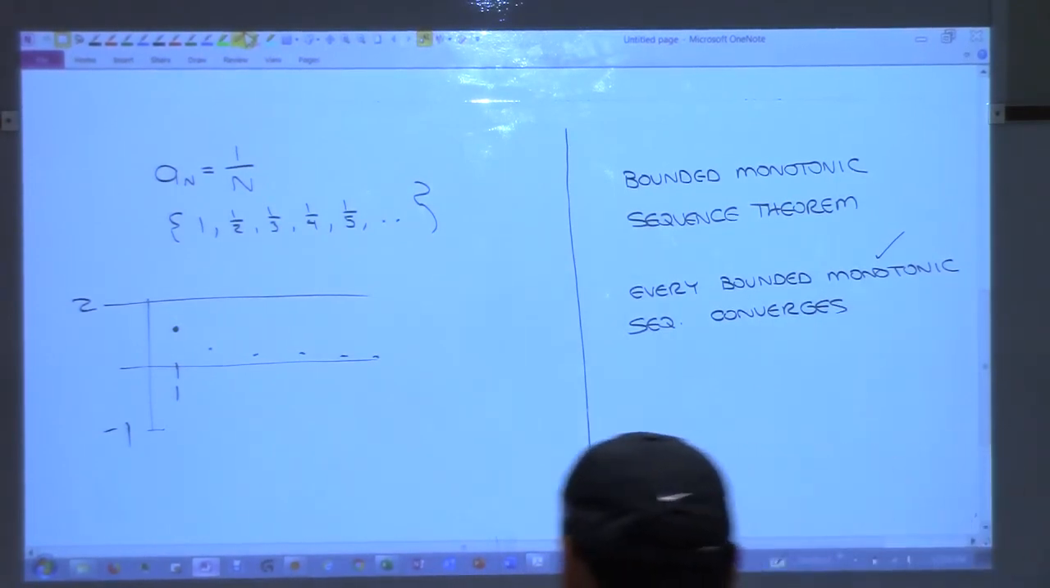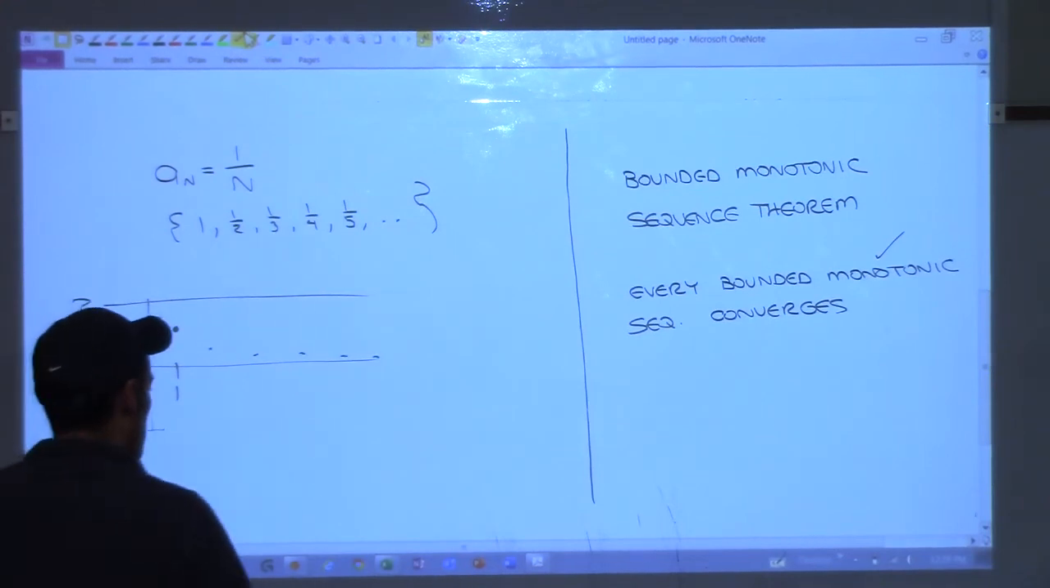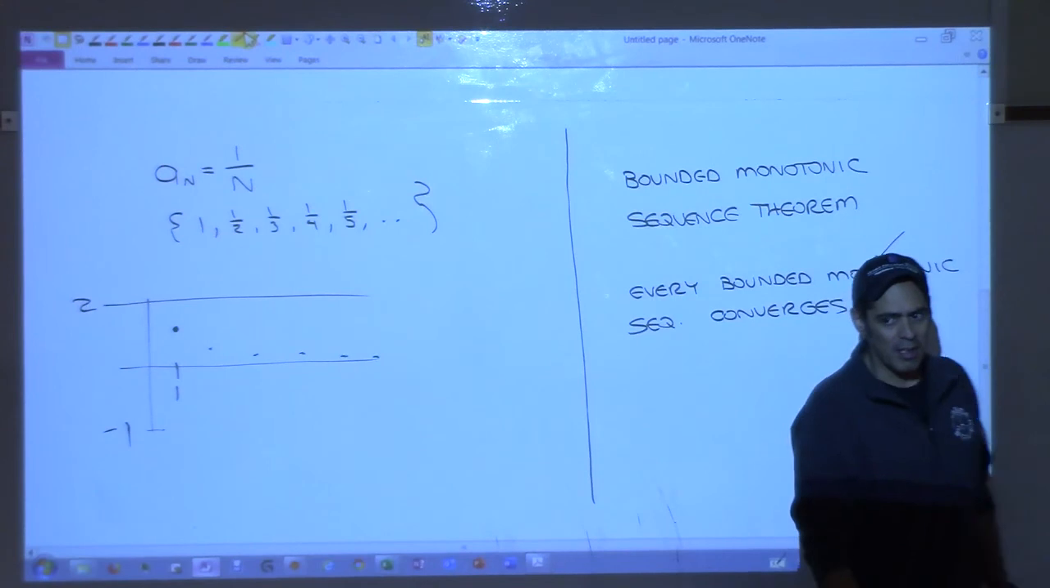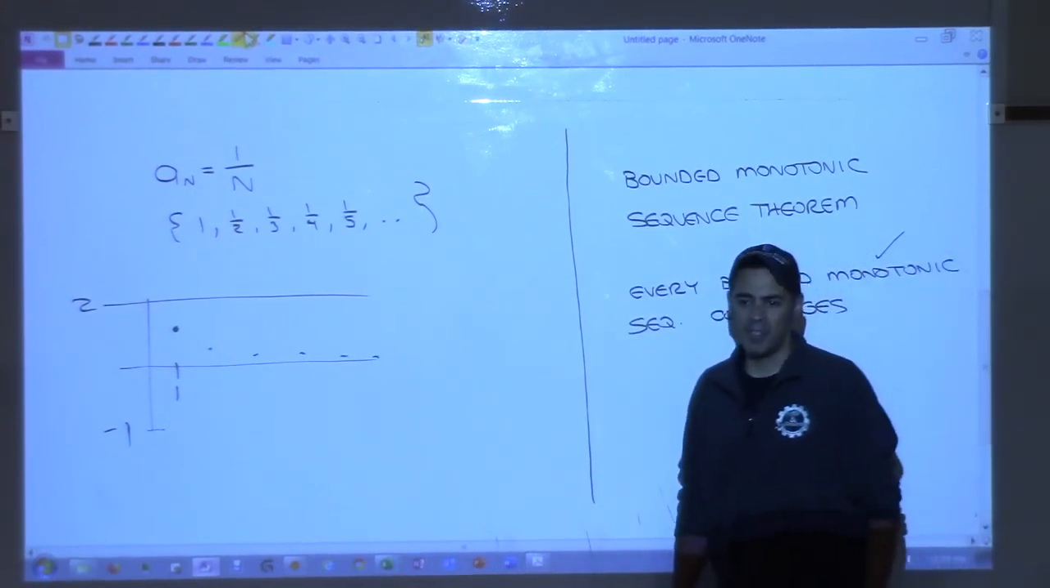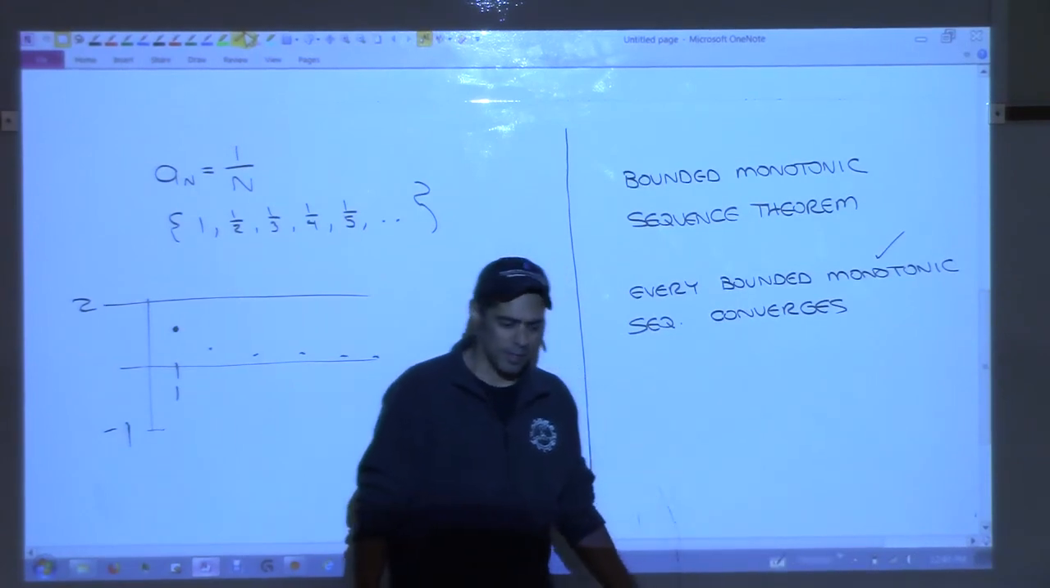What about all the rest? Don't do those yet. We haven't talked about it yet. So what we'll do is we'll start next class. We'll still be in 8.1, and we're going to be talking about limits, the limit of a sequence. Just like we did limits of functions, we're going to do limits of sequences.